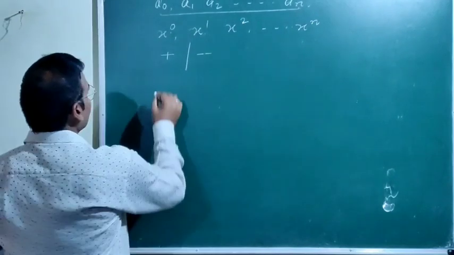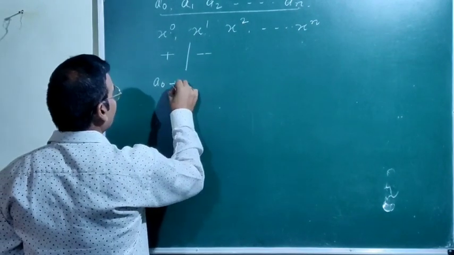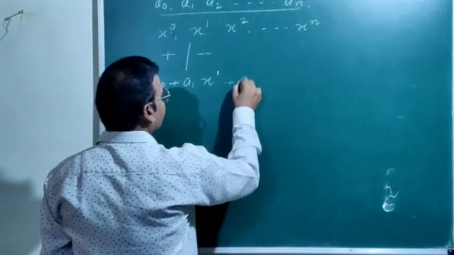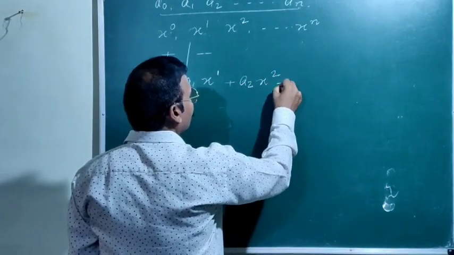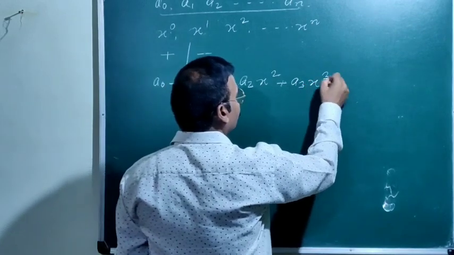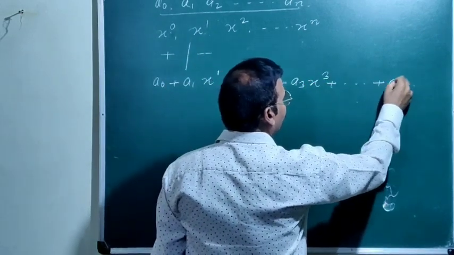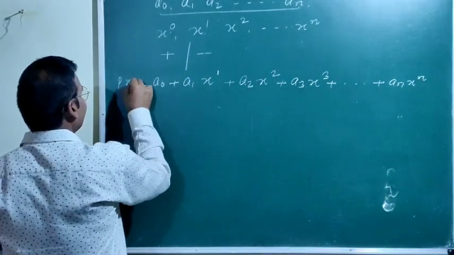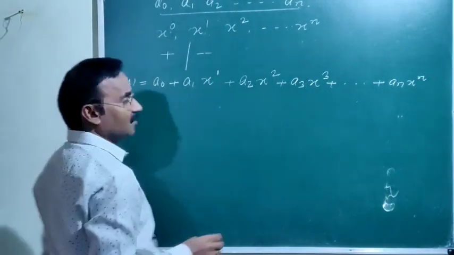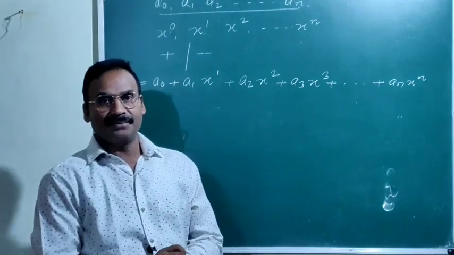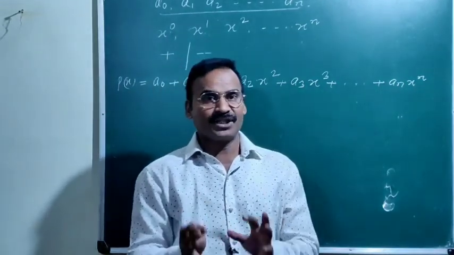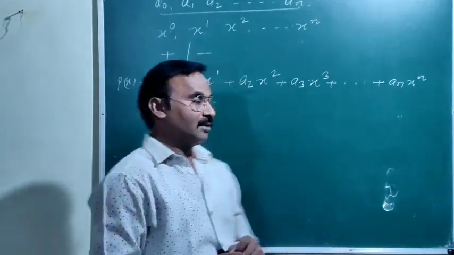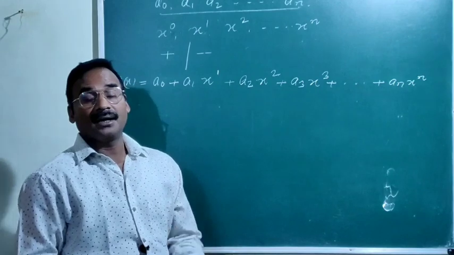So a0 plus a1 x to the power 1 plus a2 x to the power 2 plus a3 x to the power 3 and so on plus an x to the power n. This is named as Px. Px means expression. Expression means algebraic expression, because this is part of algebra.